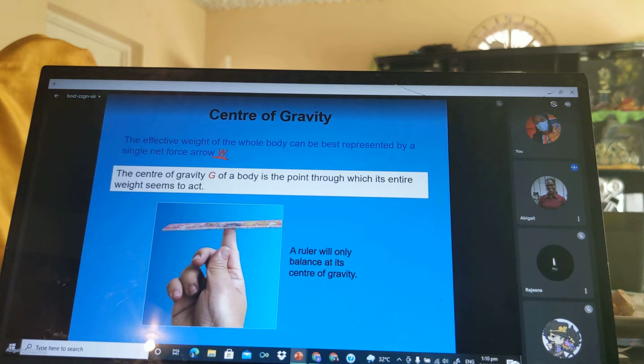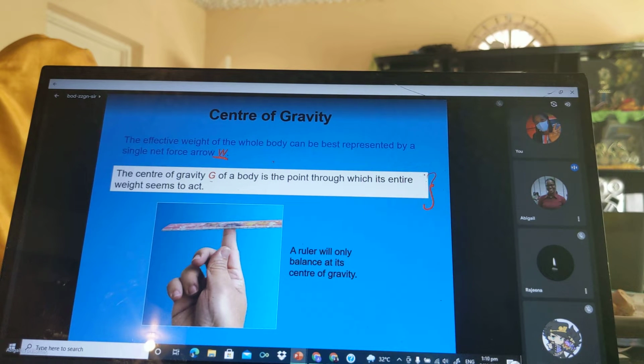Now, seems to act from, it's not necessarily that it is all acting from there, but whenever you try to balance an object, it is going to seem as if it is going to balance about the center of gravity of the object. And I have seen, I think it was last year's examination paper, where they asked you to define the center of gravity. And whole heap of people could define it. Right? Whole heap of people could define it.